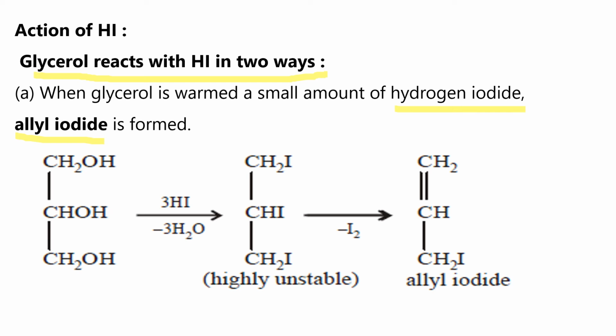Here, unlike the previous reaction with oxalic acid where temperature was the criterion, with two different temperatures giving two products, here it is the amount of this reactant, hydrogen iodide. With small amount of hydrogen iodide, it forms allyl iodide. Okay, so the glycerol reaction with hydrogen iodide forms an unstable compound, and this on losing a molecule of iodine forms allyl iodide. Okay, so this is how glycerol reacts with a small amount.